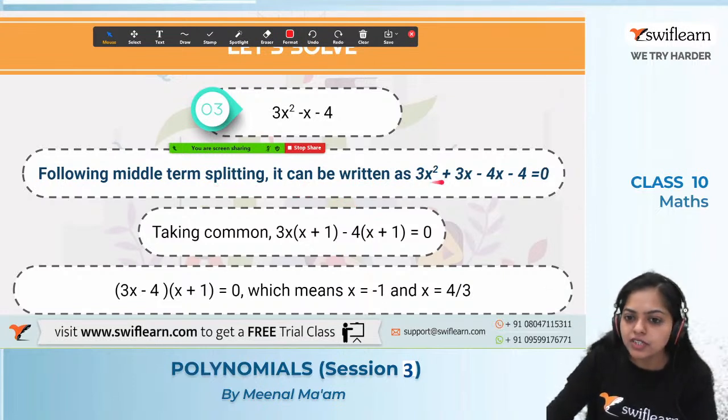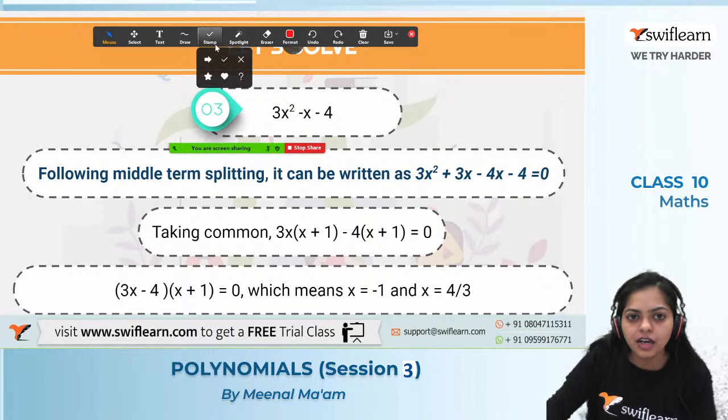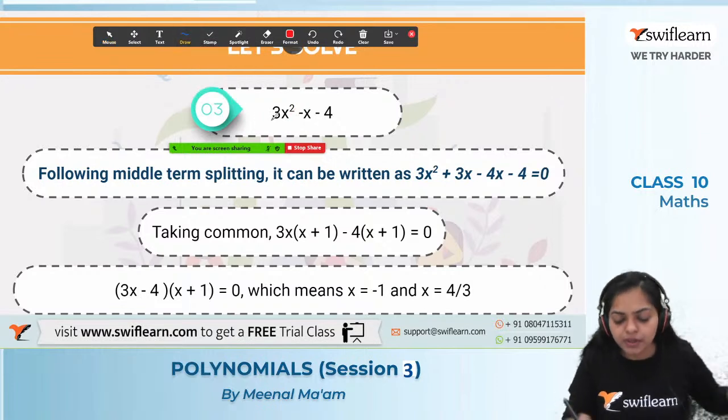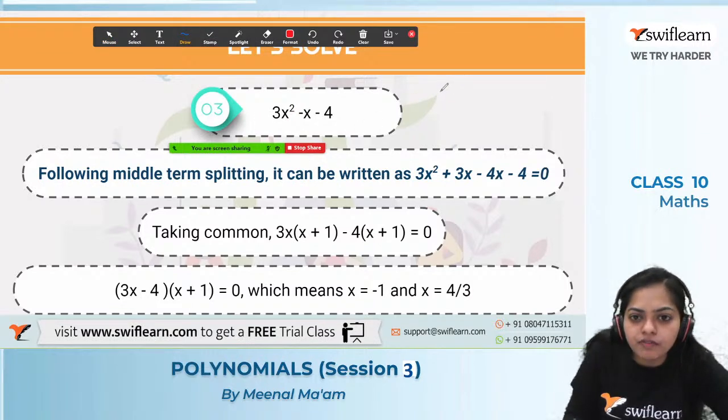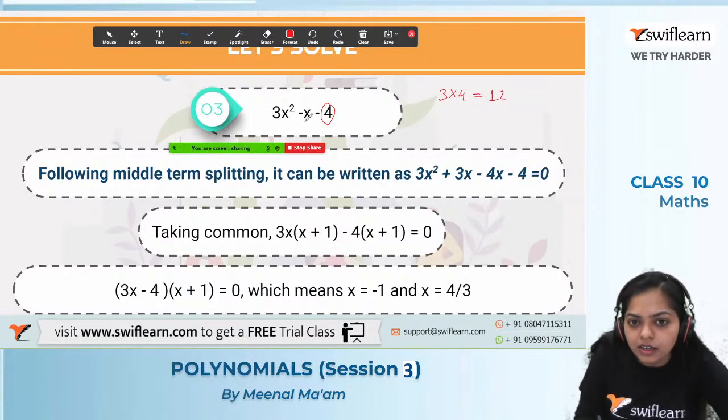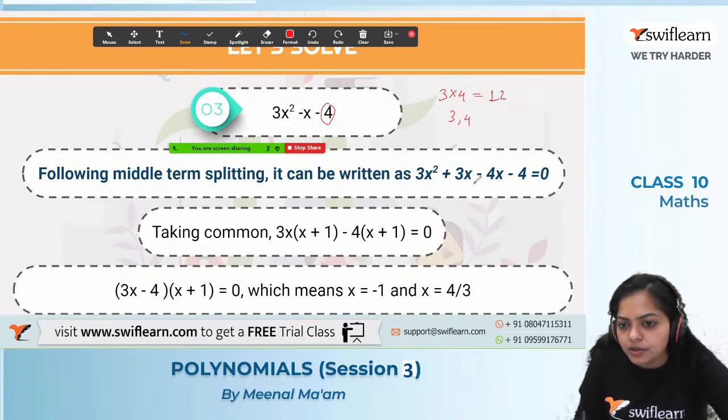So again by using middle term splitting, which two terms will we split? First we take the coefficient of x square and the constant term, 4, and their multiplication will be 12. We have to take the factors of 12 such that if I add the factors I will obtain minus 1. So these two factors are 3 and 4. So like this, 3x square plus 3x minus 4x. And if I add them, what will I get?